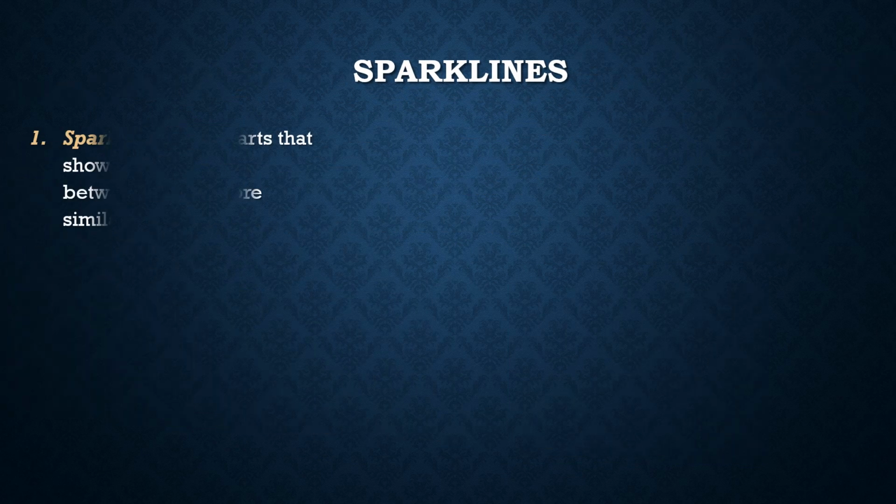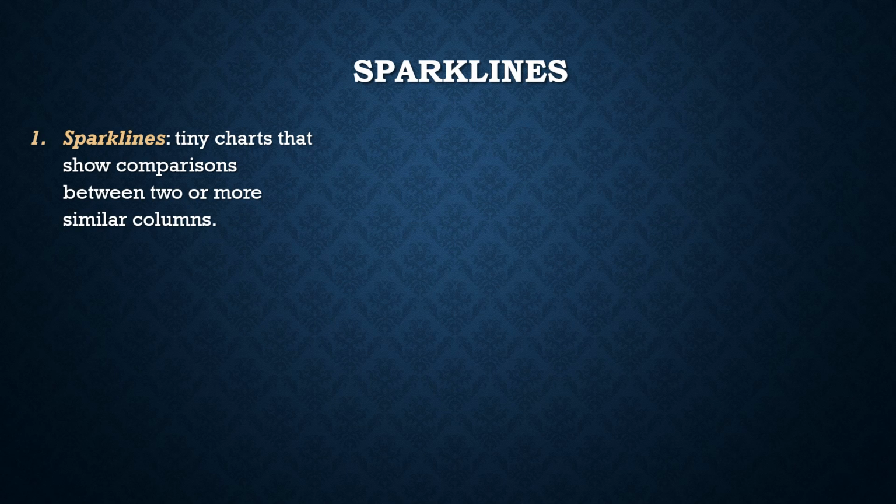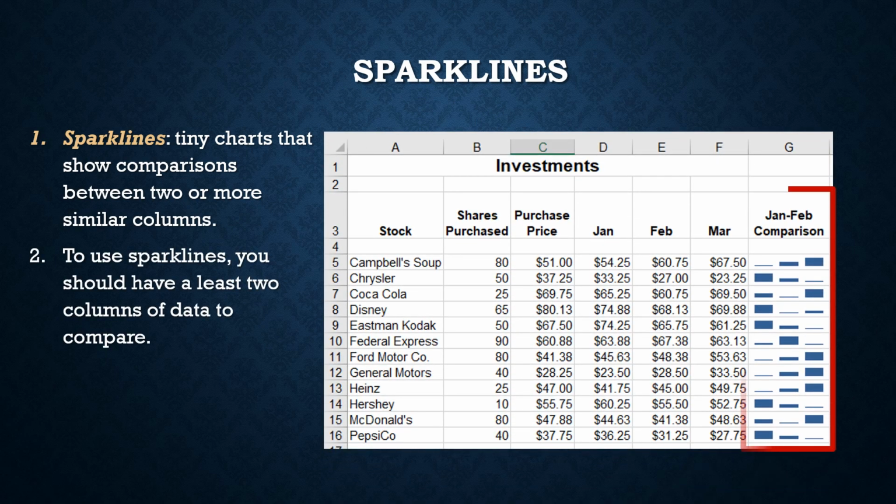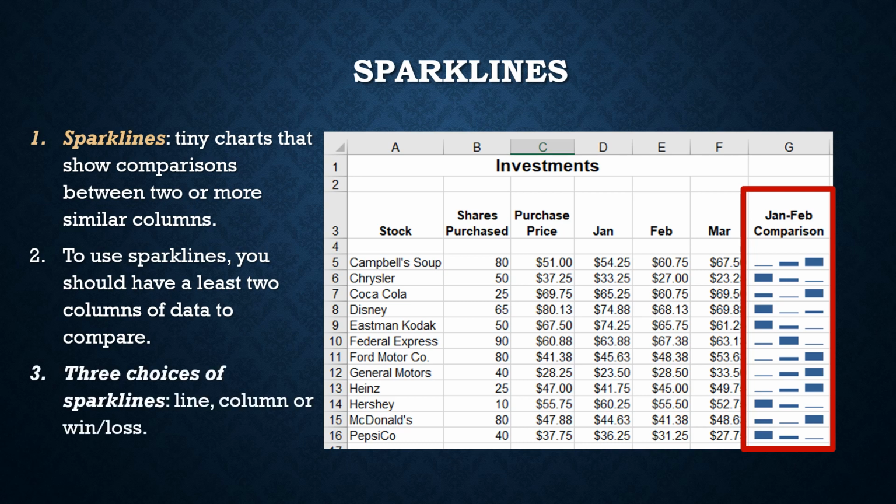Sparklines. Sparklines are tiny little charts that show comparisons between two or more similar columns. They're very similar to conditional formatting. To use sparklines, you should have at least 2 columns of data to compare. You have 3 choices of sparklines: line, column, or win/loss.